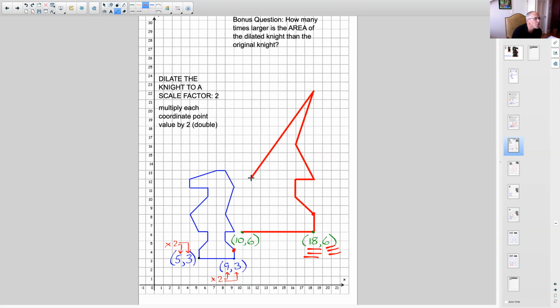Who can double 13? Go ahead and say it out loud, please. 26. Okay. Where do we go now? So come on, let's go to 16, 26.